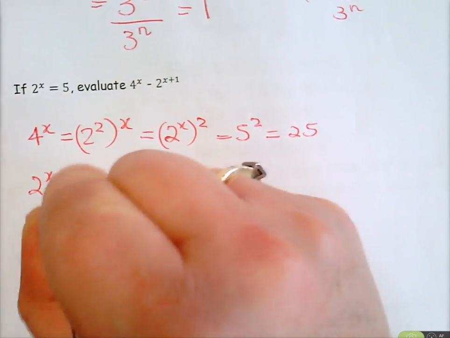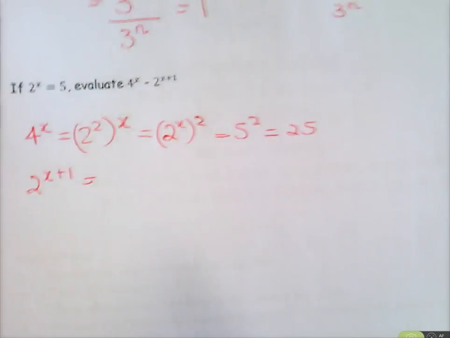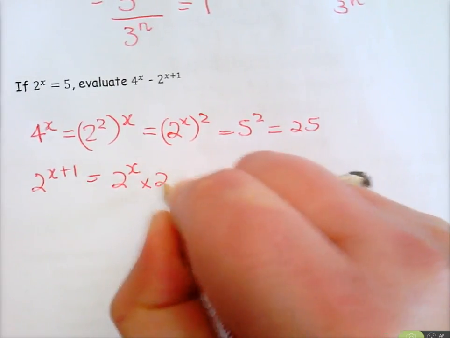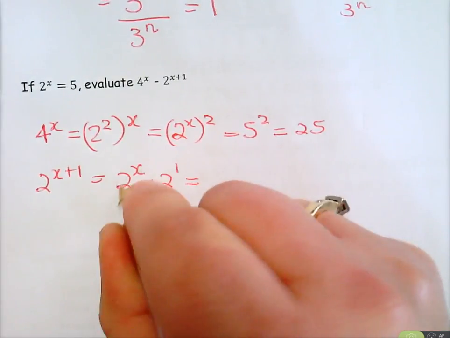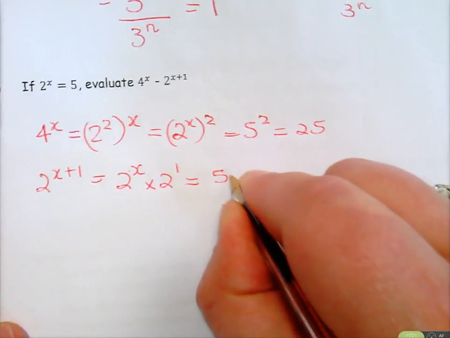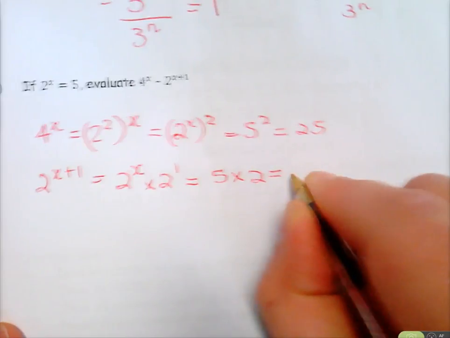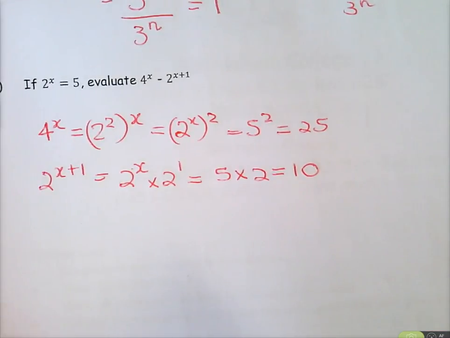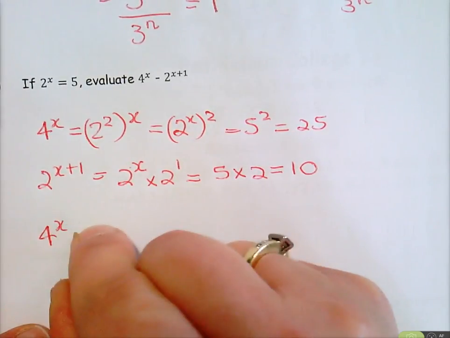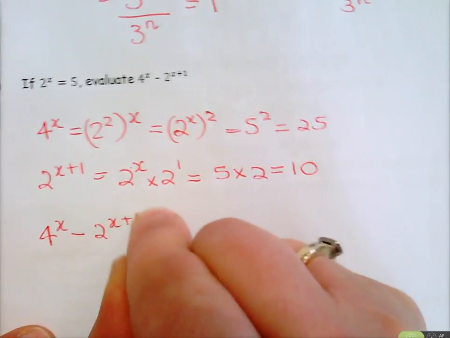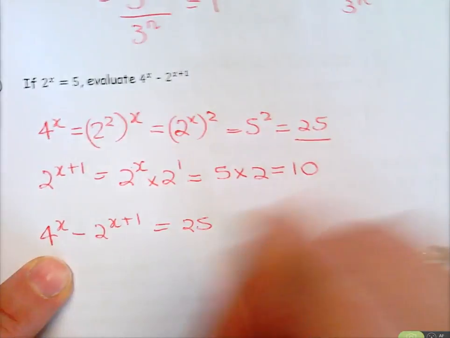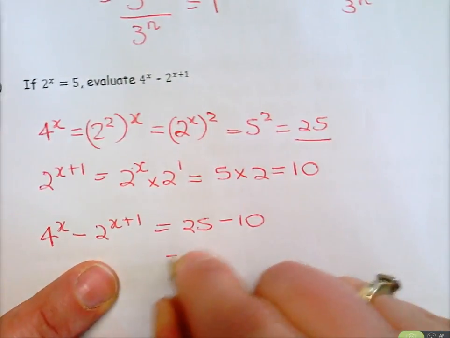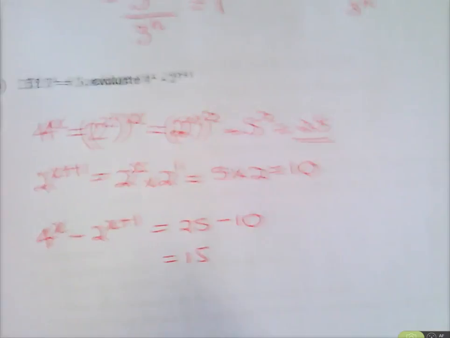Then we look at 2 to the power of x plus 1. So that's 2 to the power of x times 2 to the power of 1, because if bases are the same, we're adding the indices. We know that 2 to the power of x is 5 times 2 to the power of 1 is 2. So it's 5 times 2 is 10. Therefore, to evaluate 4 to the power of x minus 2 to the power of x plus 1, it becomes 25 minus 10, which is 15. And that's the end of that exam.